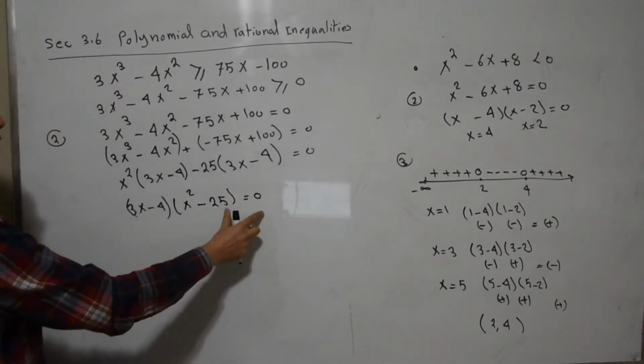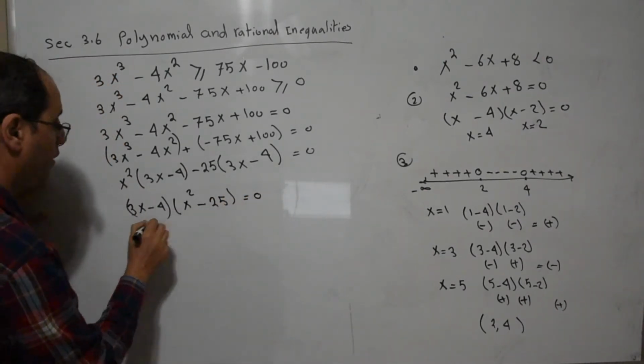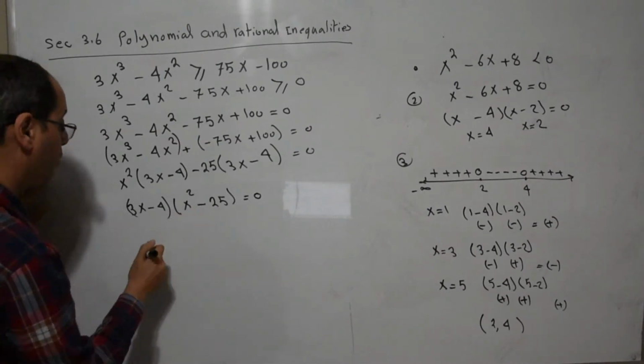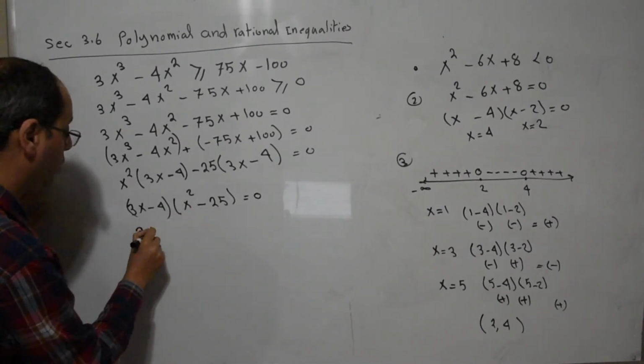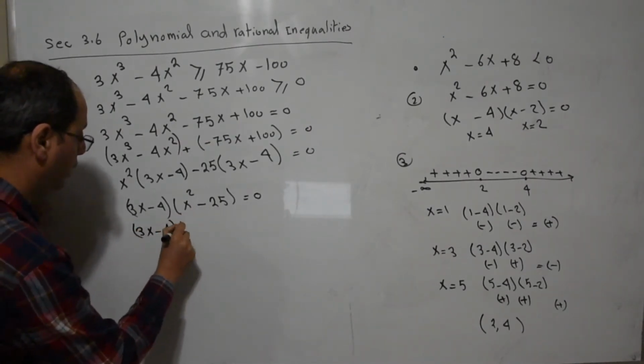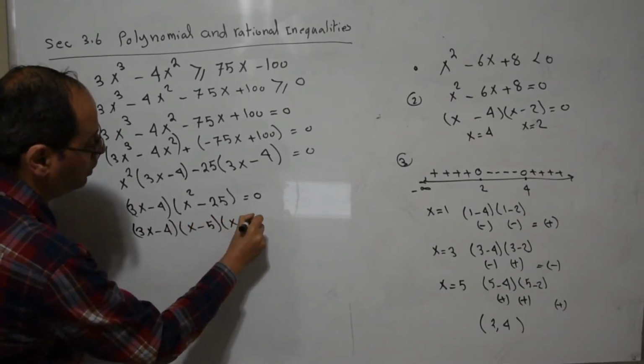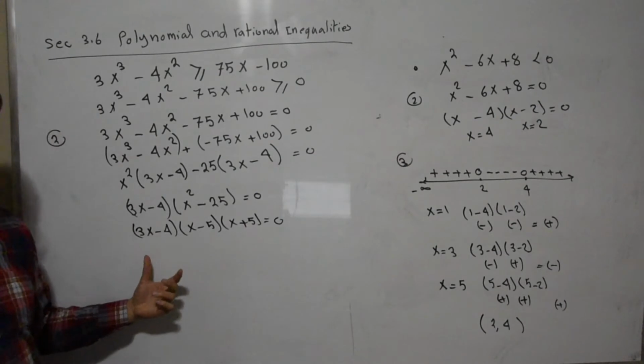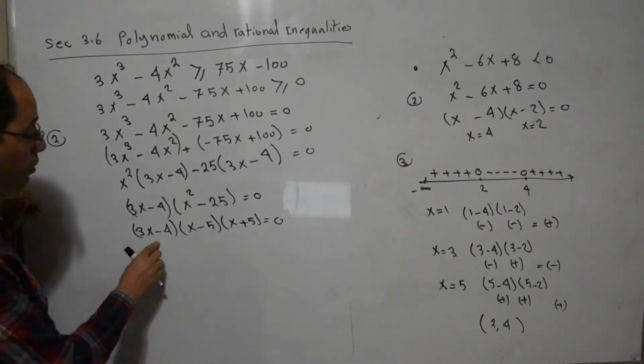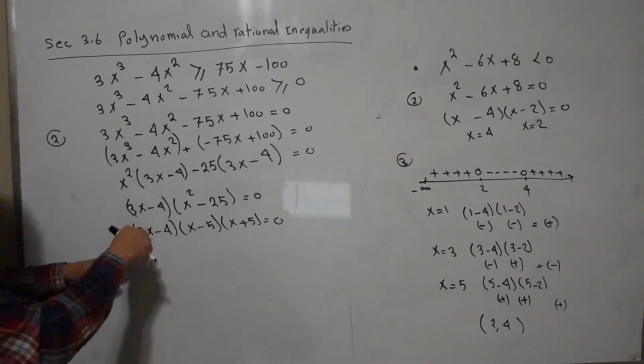But again, I can factor this. This is the difference between two squares. So I have x minus 5 times x plus 5 equals 0. So how many zeros do I have here? 3. 1, 2, and 3. And we're going to set each one to 0.